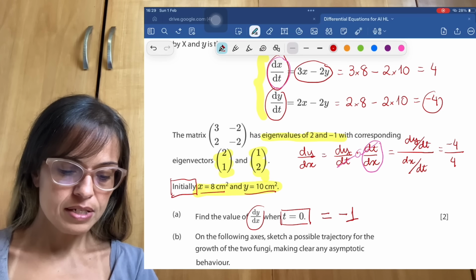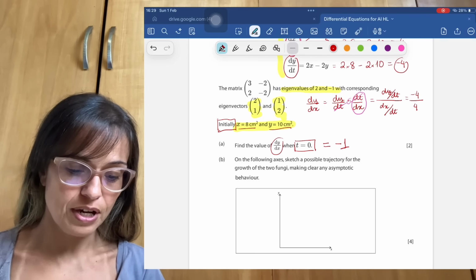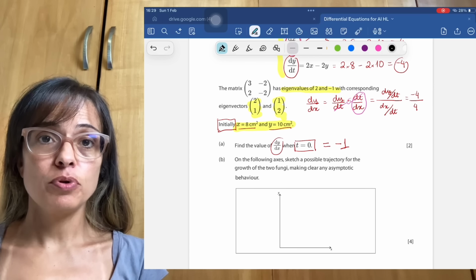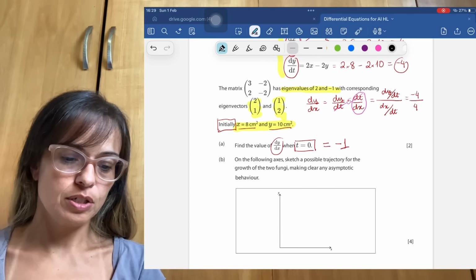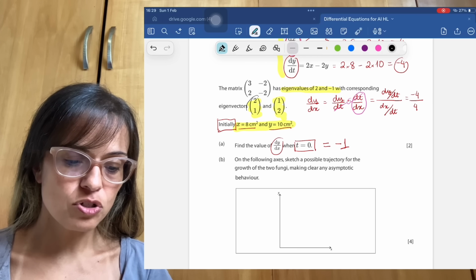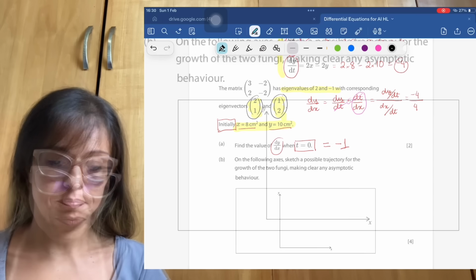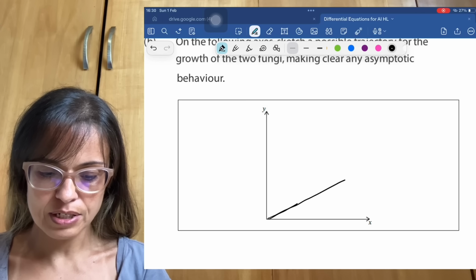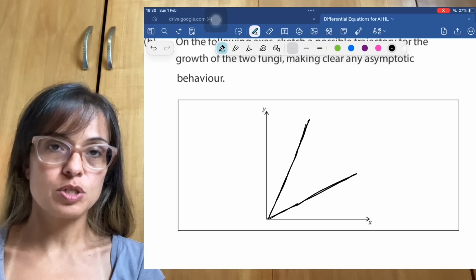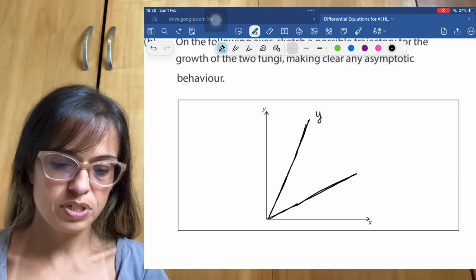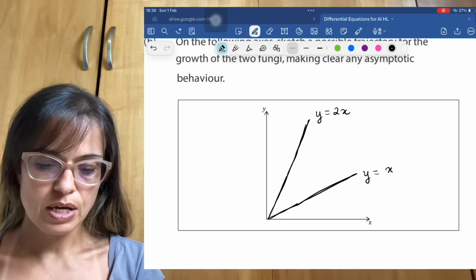On the following axis, sketch a possible trajectory for the growth of the two fungi. So now we're going to start by putting the eigenvectors in our picture, just like we did in the previous examples. The eigenvectors are (2, 1) and (1, 2), so they're both in the first quadrant this time. This is relevant because, again, these are populations, right? So, again, he wants the first quadrant because populations can't be negative. This one is the line y equals 2x. This one is the line y equals x over 2.